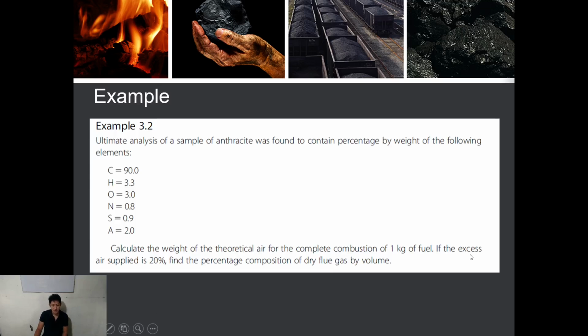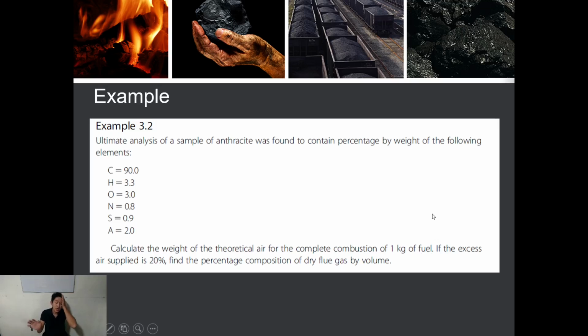So let's have an example. You have an ultimate analysis of anthracite: carbon 90, hydrogen 3.3, oxygen 3, nitrogen 0.8, sulfur 0.9, ash 2%. Calculate the weight of theoretical air for the complete combustion of 1 kilogram of fuel.